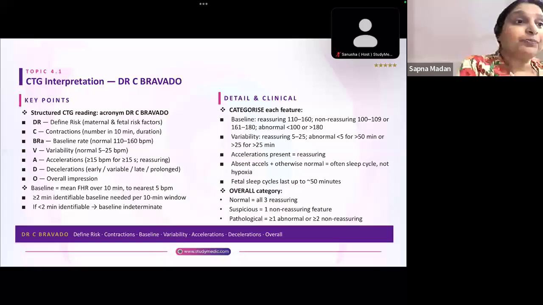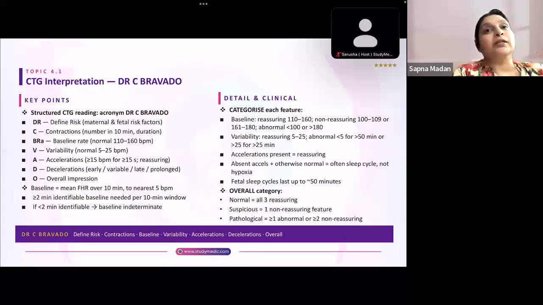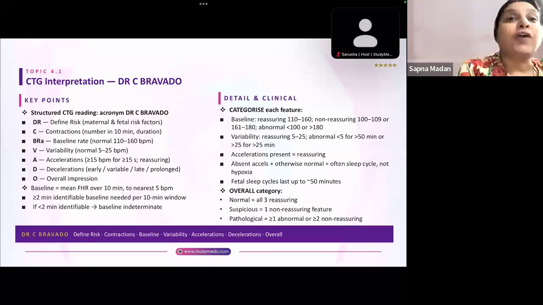Then the baseline rate. So Dr. C. Bravado, BRA is for the baseline rate, and we all know that the normal baseline rate is 110 to 160 beats per minute. There are times when a baseline rate of 100 is also considered normal, and that is in a post-term pregnancy. All right. So then we go on to the next one, which is variability. The normal variability is between 5 to 25 beats per minute. And this is the single most important factor in the CTG, which is going to tell you how the fetus is doing. Then accelerations, of course, presence of acceleration is reassuring.